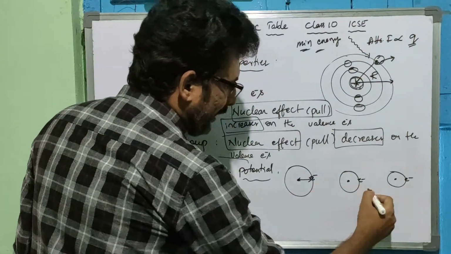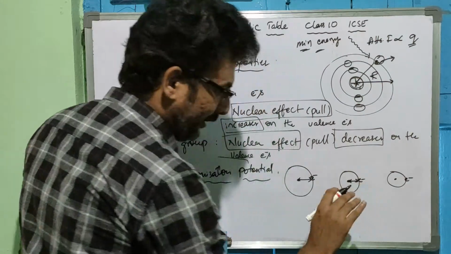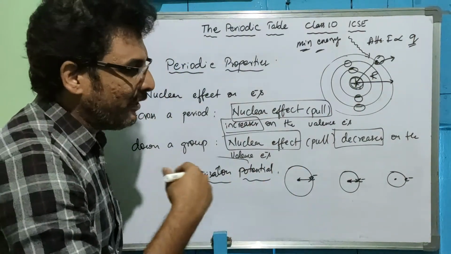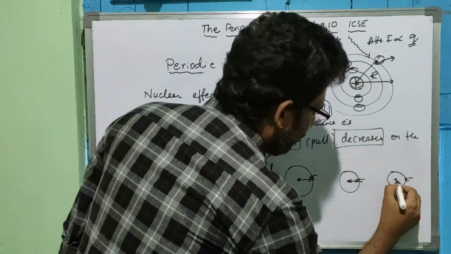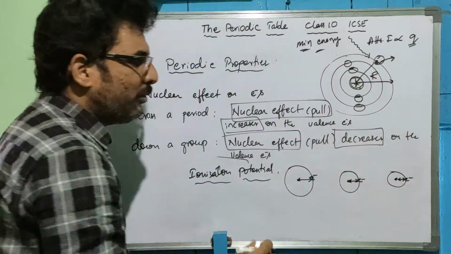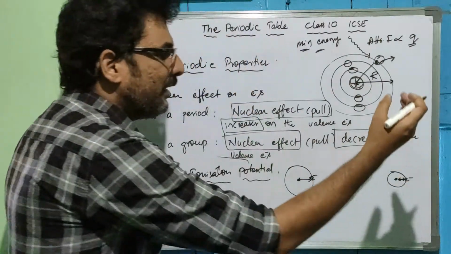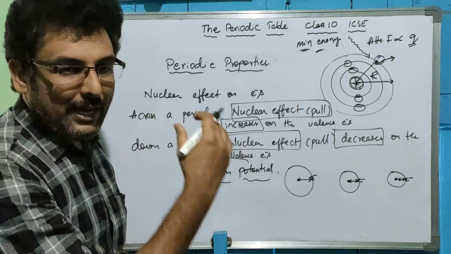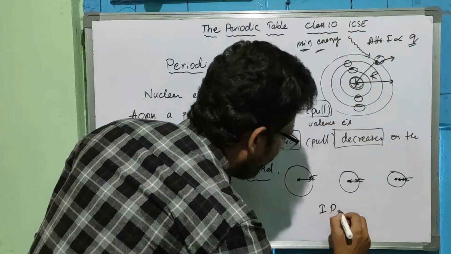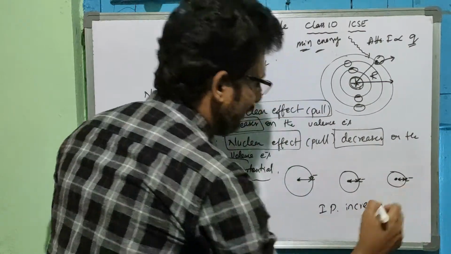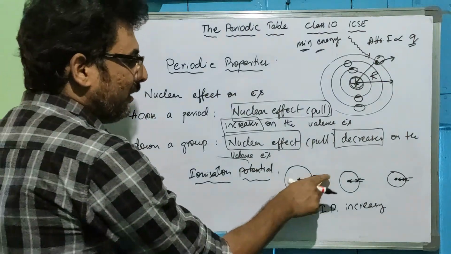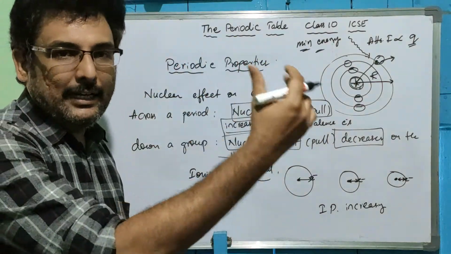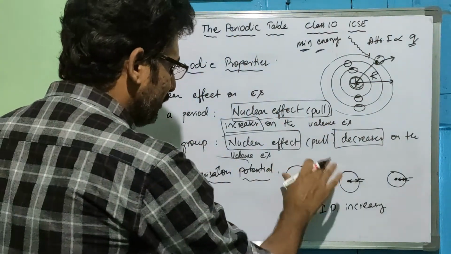If you move to the right side, here the electron is a little bit closer to the nucleus. So in this case the electron requires more energy because the nuclear pull is increasing as you move to the right side. And if you come to this one, here the size is even less. Now the electron is even closer to the nucleus and requires more energy to come out of the atom. That means the ionization potential will be increasing across a period, because across a period the atomic size decreases and at the same time the nuclear pull on the electrons increases. So this is about across the period.